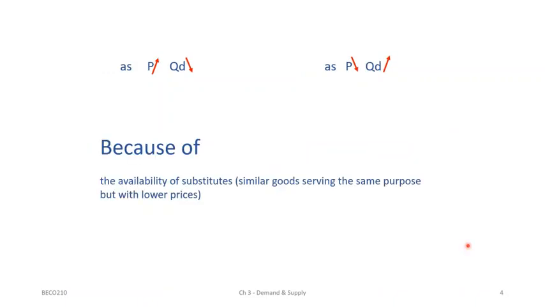Generally, the availability of substitutes, so the availability of similar goods serving the same purpose, can make a consumer switch to the substitute whenever the price of a certain good increases.